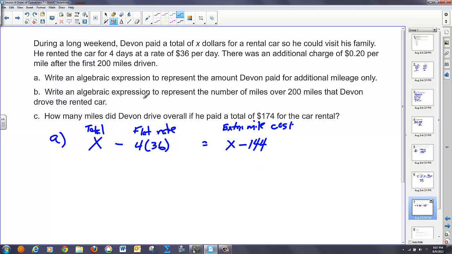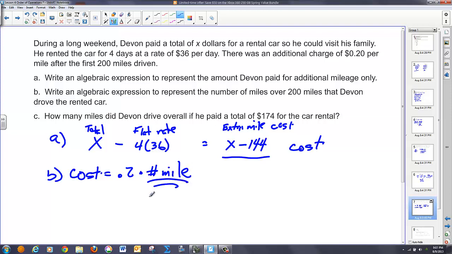Now we want to write an expression to represent the number of miles he drives over 200 miles. Well, this was the cost he ended up paying. Once again, cost. And that cost was achieved by taking 20 cents a mile times the number of miles. So if I just want the number of miles, in order to get that by itself, I have to get rid of the 20 cents. So this is the cost with the 20 cents multiplied in. So to get just the miles, I'll have to take the cost and divide that by 0.2, and this gets me the miles.